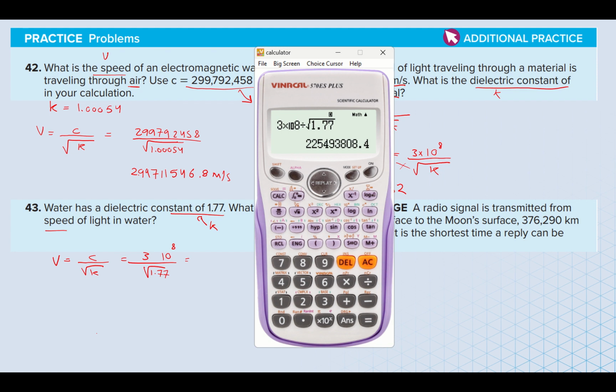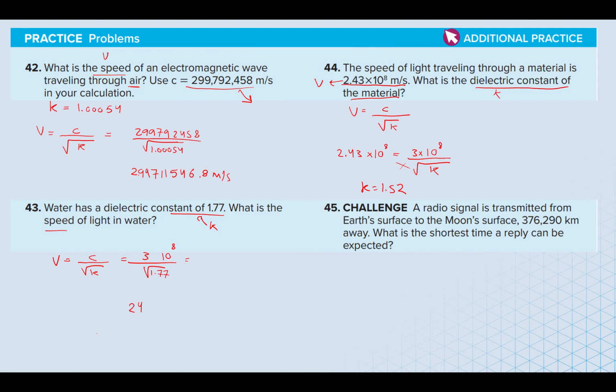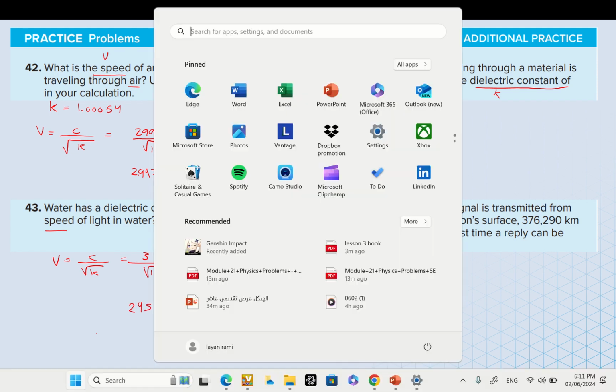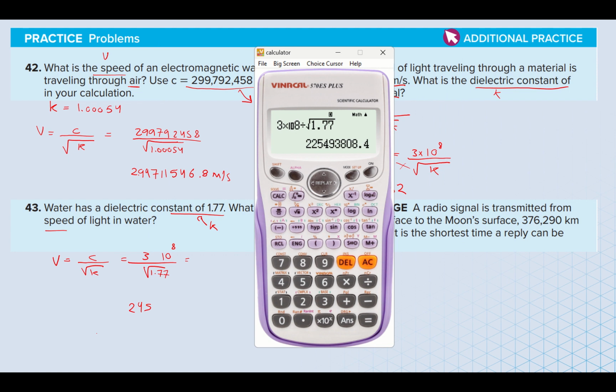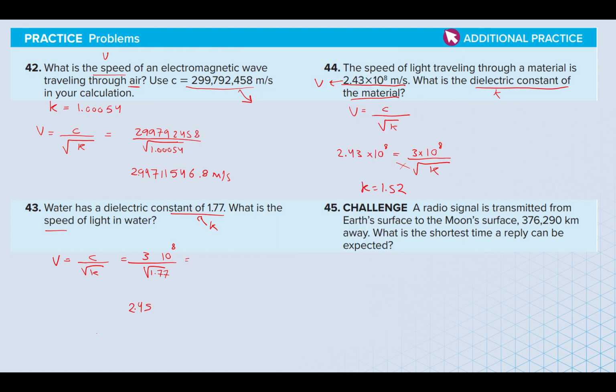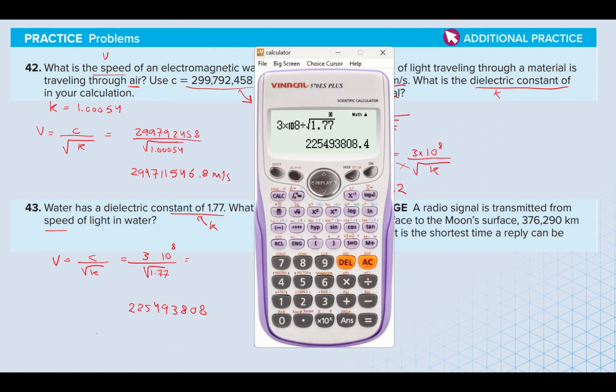It's this much. You can write it 225,493,808 point 4.